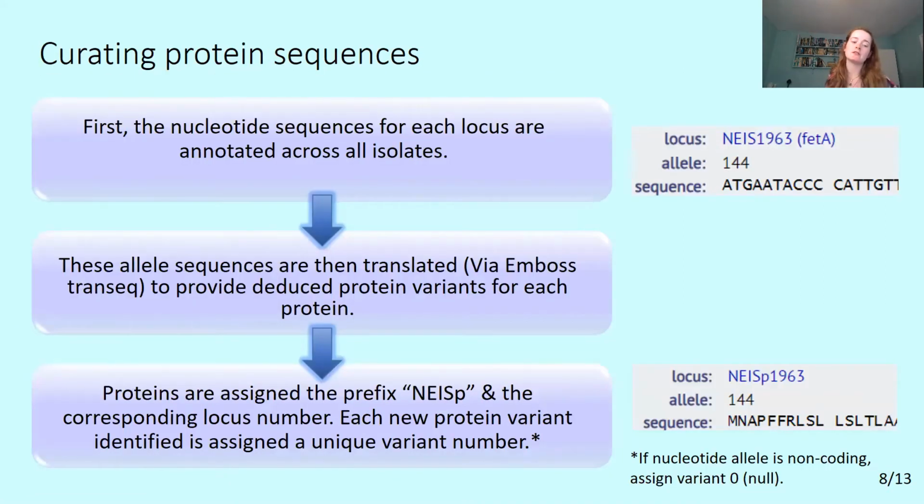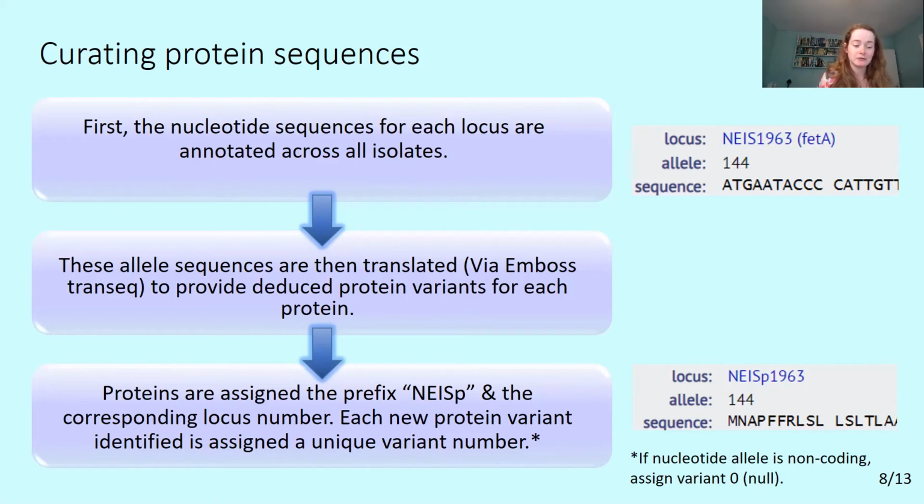Now, moving on to the methodology for creating your protein sequences, your protein variants. This is a multi-step process. First, the nucleotide sequences for each locus are annotated across all the isolates you're working with. In many cases, annotation will already be extensive, both through automated tools and through the work of other curators, and you will only need to annotate the more complicated new alleles.